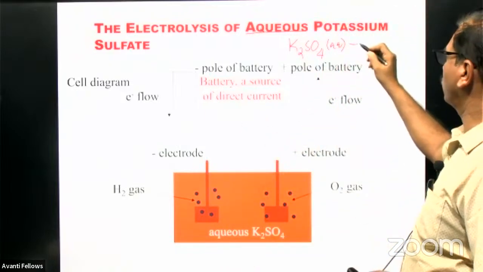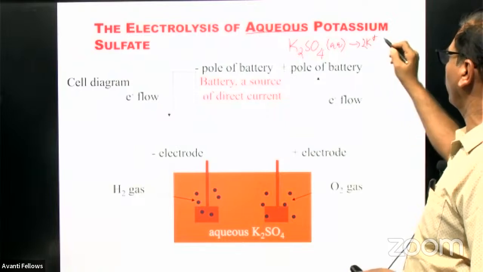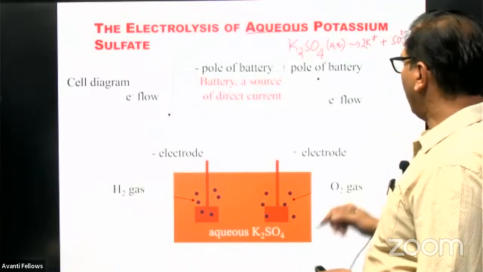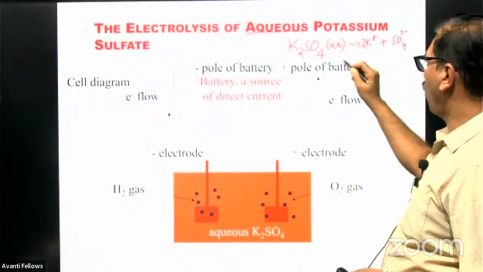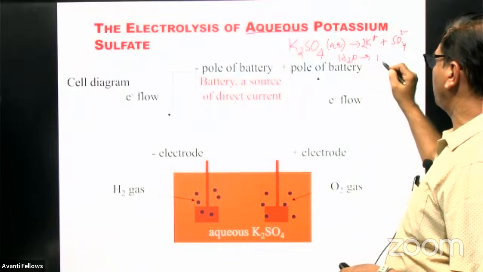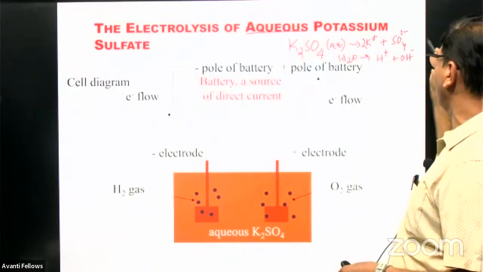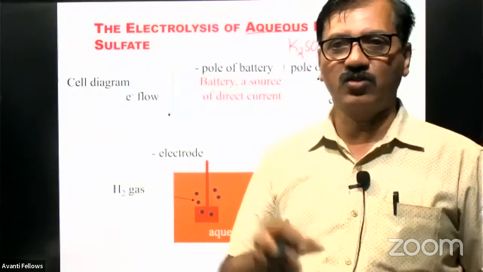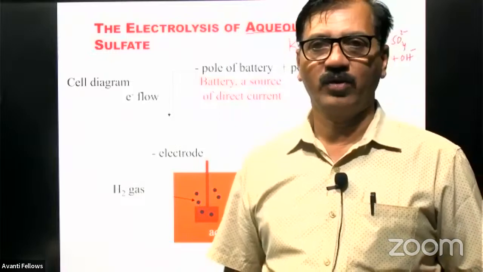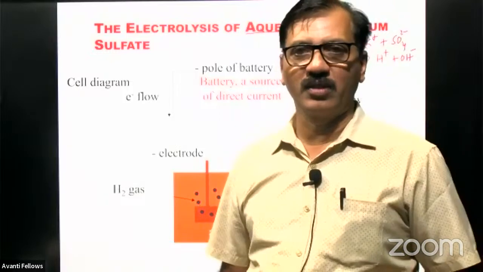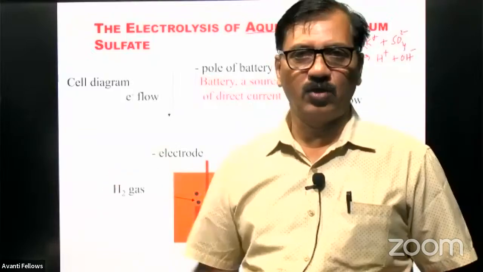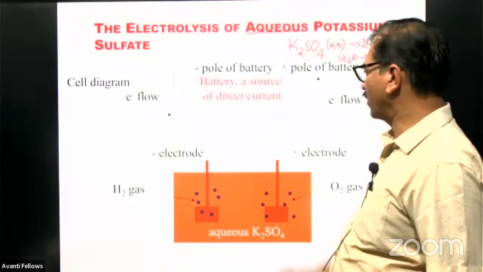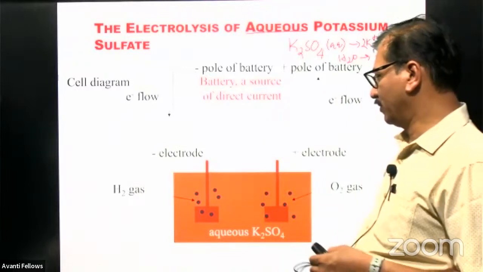When it is dissolved, these ions are separated: two K plus ions and the sulfate ion. That is one thing. Another thing is that water also contains H plus ion and OH minus ion, because water also undergoes self-ionization. Even though it is covalent, at 25 degrees Celsius, 10 to the power minus 7 moles of hydrogen ion will be there.